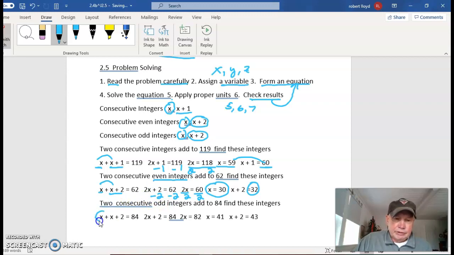So the first one is x, and x plus 2 for the second one, and then that equals 84. Combine the x's, 2x plus 2 equals 84. Undo the addition, 2x equals 82. Divide both sides by 2. First one is 41. Next one is 2 more than that, so it's 43. If you add these together, you will get your 84.